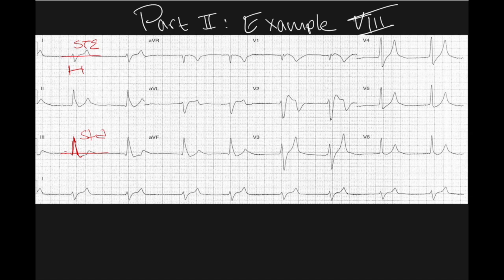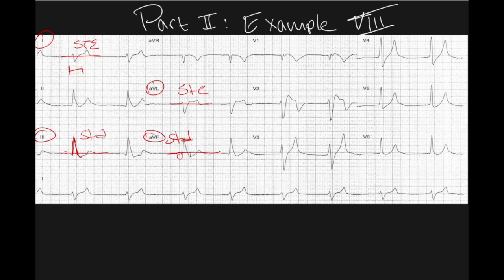In AVR, we have a predominantly negative, so everything is good there. In AVL, we have a tiny R wave, kind of a widened S wave. And we seem to have some ST elevation in lead AVL. So we have 2 contiguous leads with ST elevation, so that is concerning. In AVF, we have tiny Q wave. We seem to have a little bit of ST depression. So we have 2 ST depressions in contiguous leads. And the T wave is positive, which is always good.